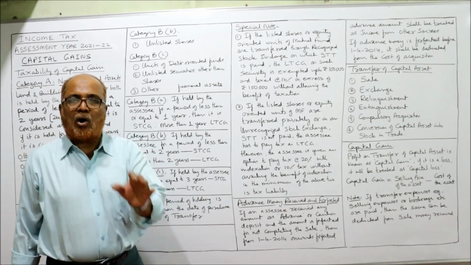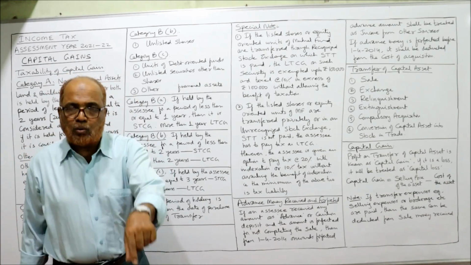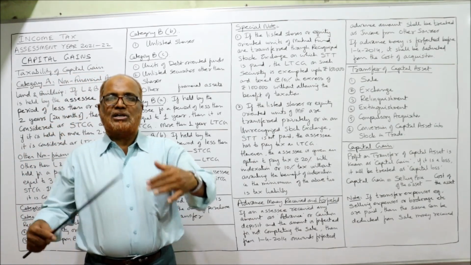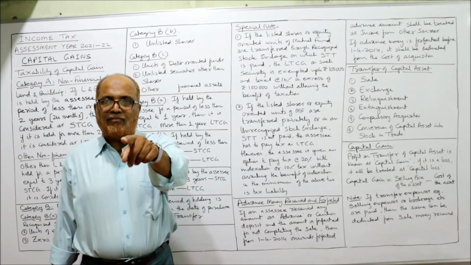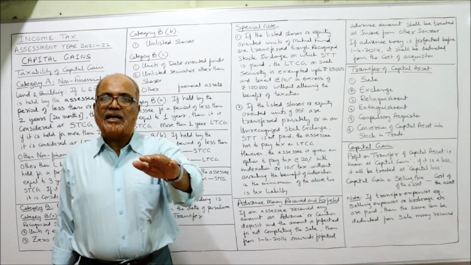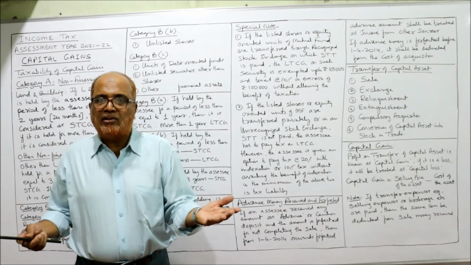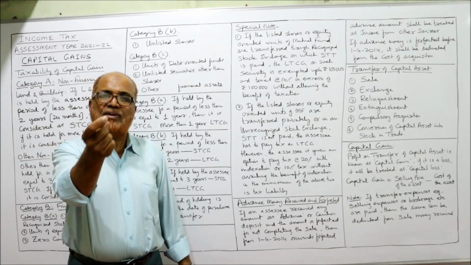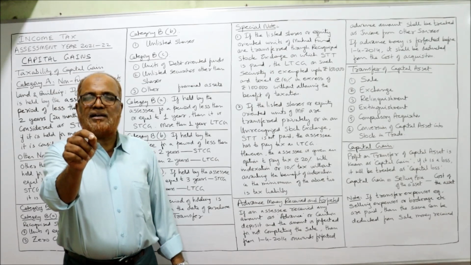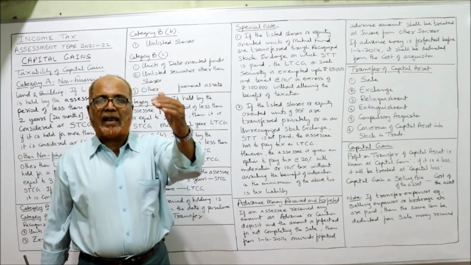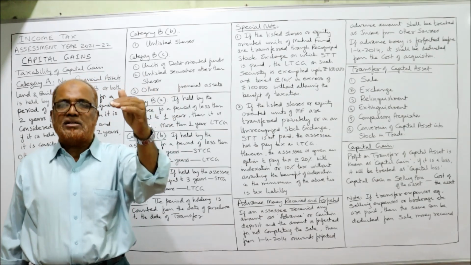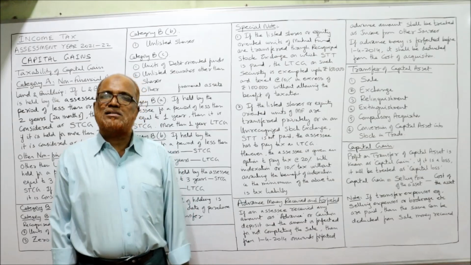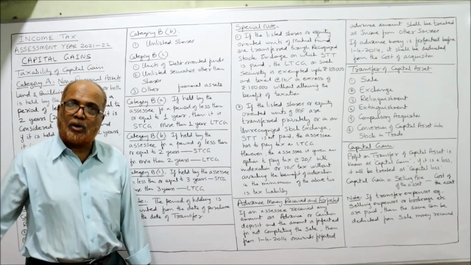20% with indexation or 10% without indexation. Whichever is lower, that will be the tax liability. Suppose you have transferred the shares privately or in an unrecognized stock exchange, and no STT was paid. The Income Tax Act has given you an option: pay 20% tax with indexation or pay 10% tax without indexation. So we calculate the tax with indexation and the tax without indexation. Whichever is lower, that will be the tax liability. These are the provisions. Very important.